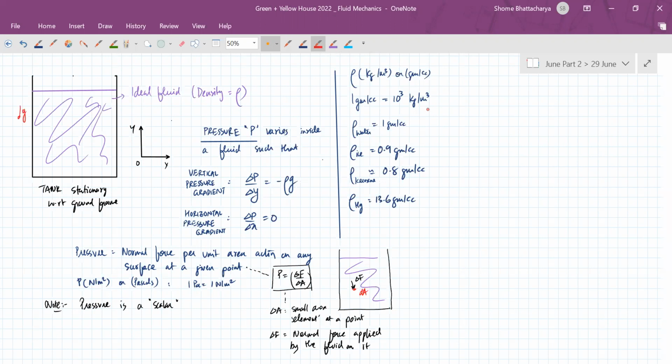One more thing we should understand here, that for density, sometimes we use the term relative density, or we also call it specific gravity. So this relative density or specific gravity for some material is defined as the density for that particular material divided by the density of water.